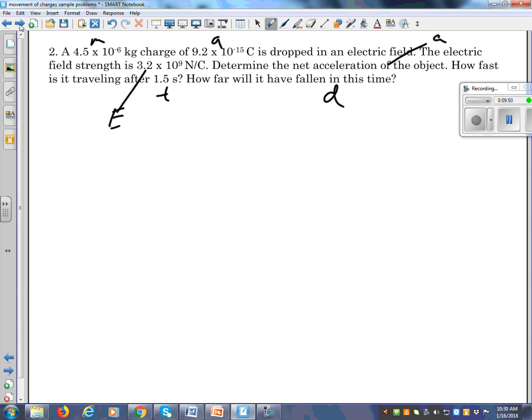I don't think we need to draw it. Let's go Fw is equal to mg. 4.5 times 10 to the minus 6 times minus 9.8. Minus 4.41 times 10 to the minus 5.